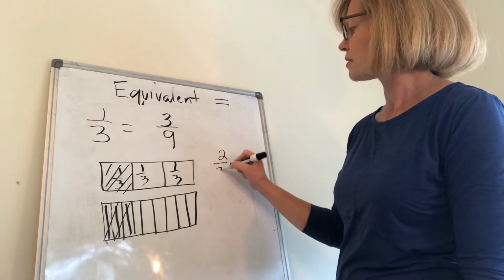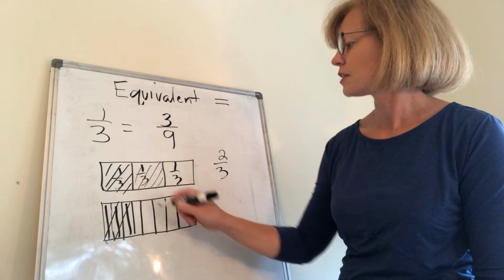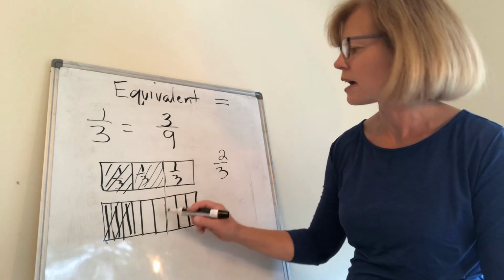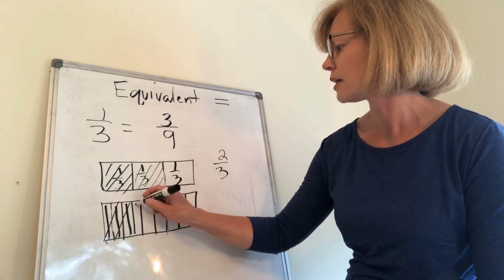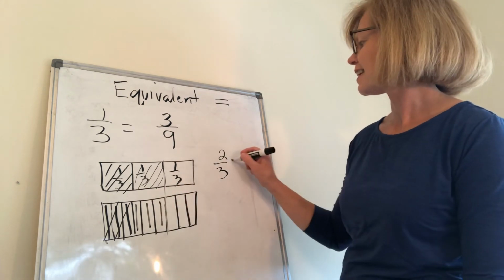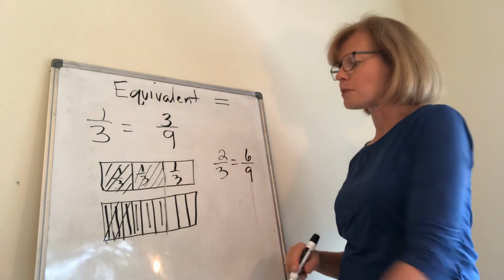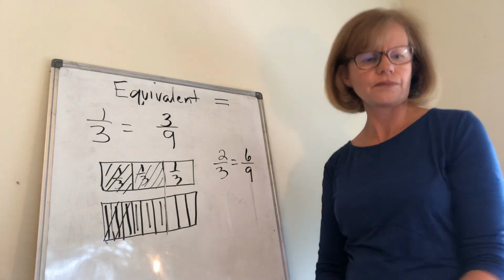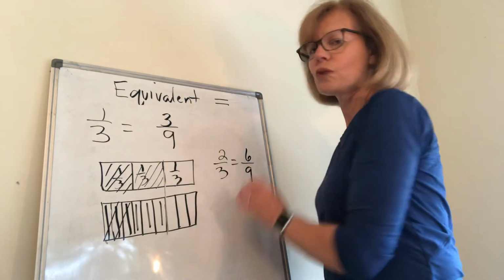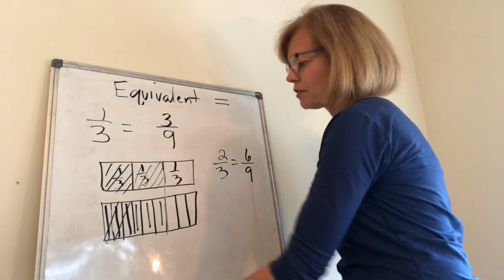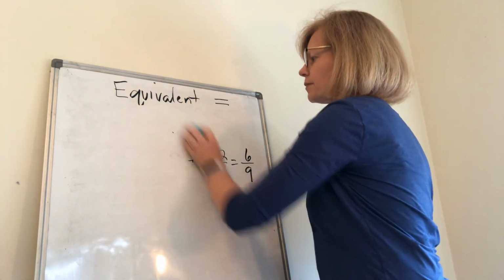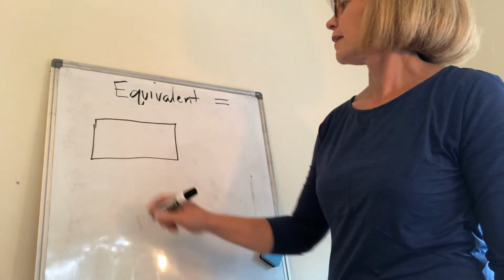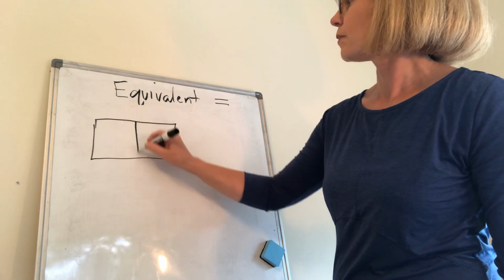2/3, let's see what 2/3 is equivalent to. Here's 2/3, let's just make sure I'm stopping at the same spot. 2/3 is equivalent to 1, 2, 3, 4, 5, 6/9. So by making a model, I can find equivalent fractions. All right? And if you wanted to draw that yourself, you could to try it out. How about if you draw this one now? Let's draw 2 shapes. And let's divide one shape in half.